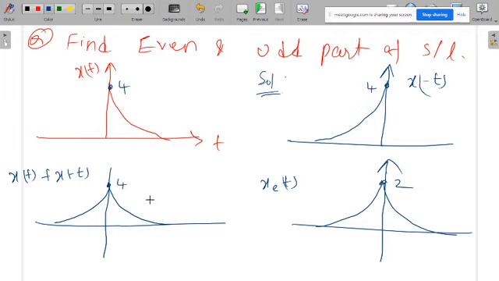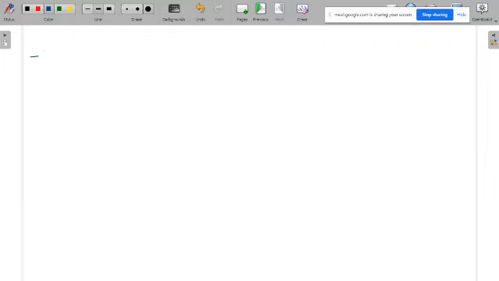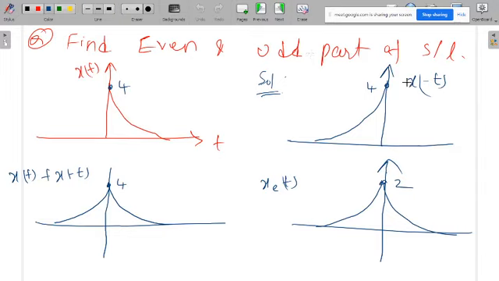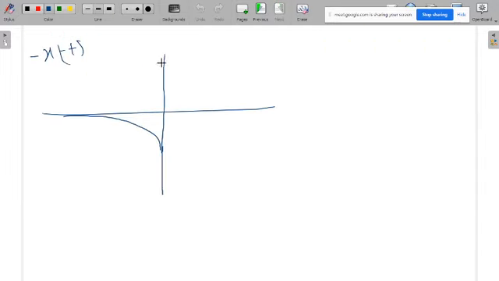Then how to find out the odd part of the signal? From this signal we have to apply minus. You have to subtract this signal from this one, or otherwise you apply minus here. That is better, because I will calculate minus x of minus t. Okay, what is minus x of minus t? That means I already have x of minus t. For that I will apply minus. If you apply minus, then that means what? Mirror image with respect to the x axis. So for this diagram you have to apply the mirror image with respect to the x axis. Now the diagram will come like this.